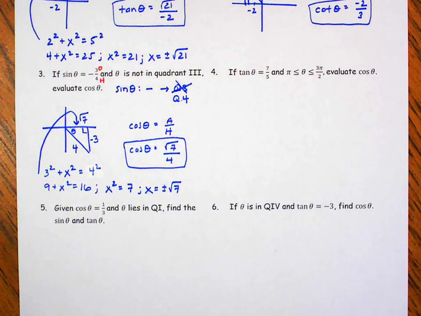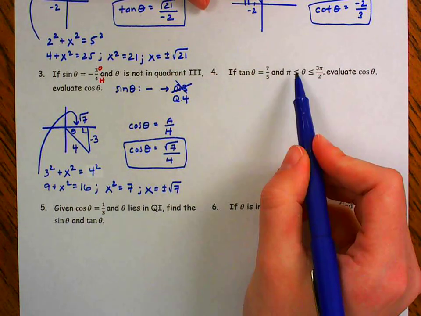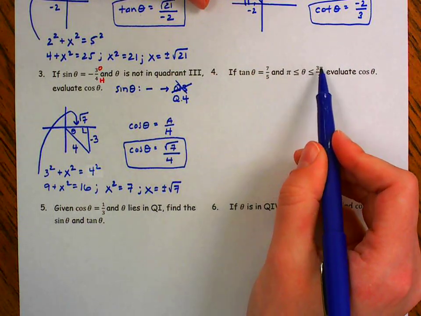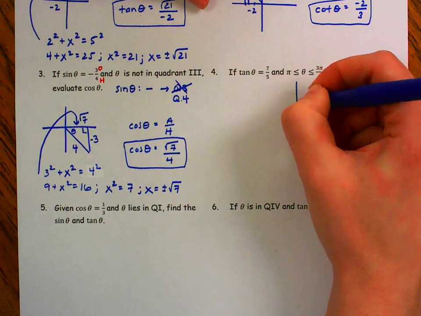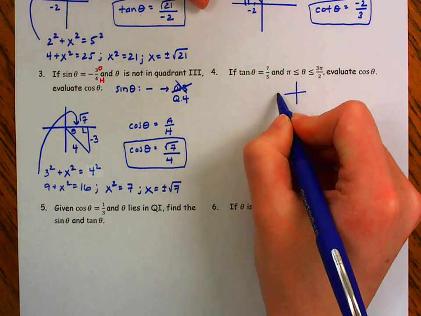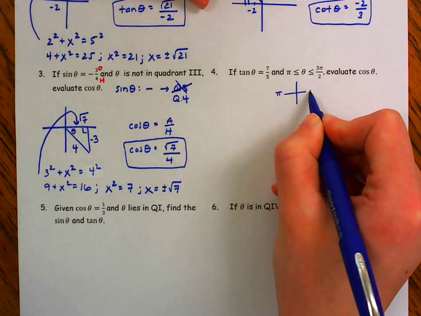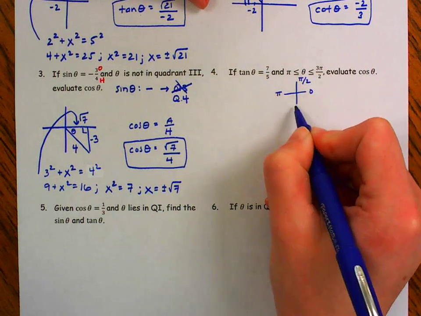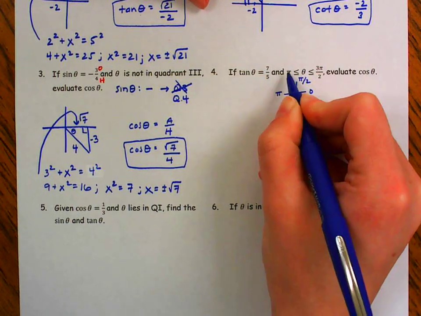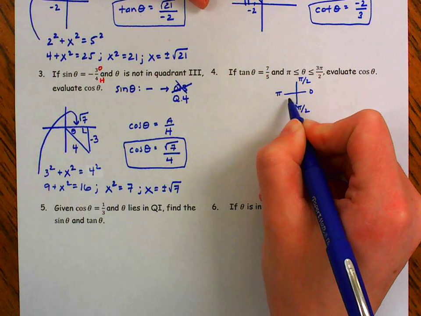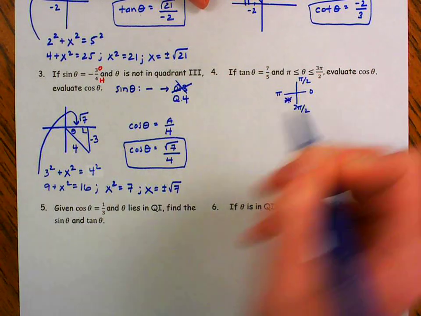Okay, number 4. It says a tangent of theta equals this, and theta is between pi and 3 pi over 2. Well, let's think about this real fast. Here's pi, here's 0, here's pi over 2, here's 3 pi over 2. If it's between pi and 3 pi over 2, it means I have to be here in quadrant 3.